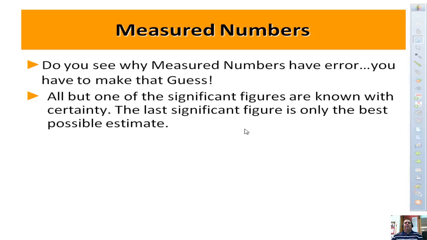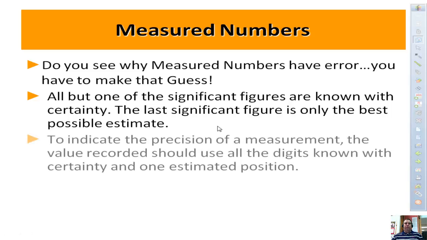That last significant figure is only the best possible estimate. And again, as I say, read everything you know and add one estimated position. To indicate the precision of a measurement, the value recorded should use all of the digits known with certainty and then that one estimated position. Like I said, if you're reading an electronic instrument, it already does Sig Figs for you.